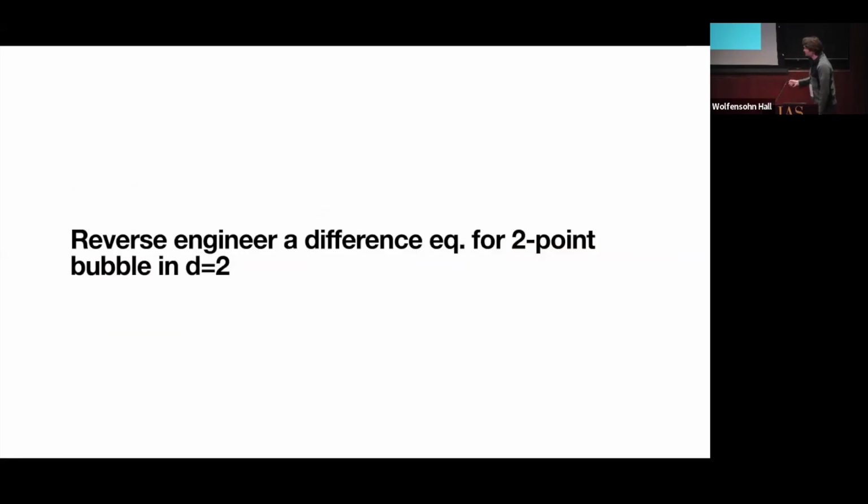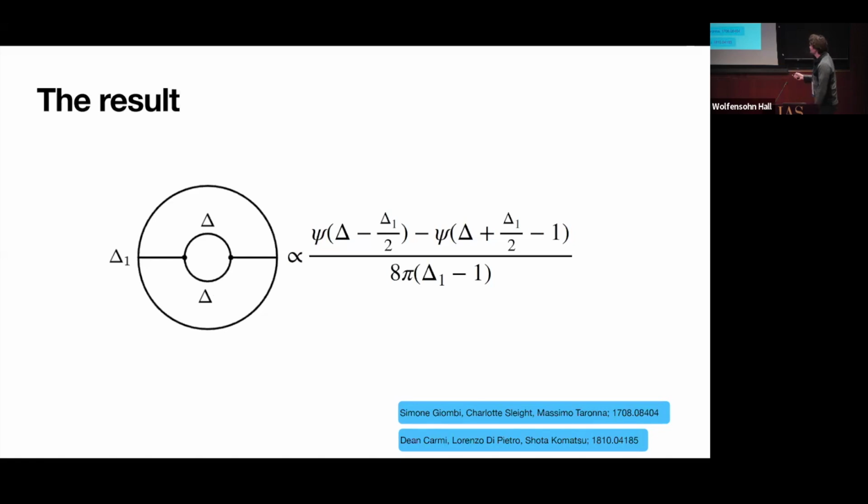To illustrate this point in a cartoon, for those of you who won't follow the rest of the talk, I'm going to look at a 2-point bubble in d equals 2, which has been known for a while, and I'm going to reverse engineer the difference equation that it obeys. This is just to illustrate that this is the correct way to think about this. So this is the 2-point bubble. It's proportional to the sum of two digamma functions. As I said before, digamma functions don't really have nice differential equations. I use nice in a very loose sense.